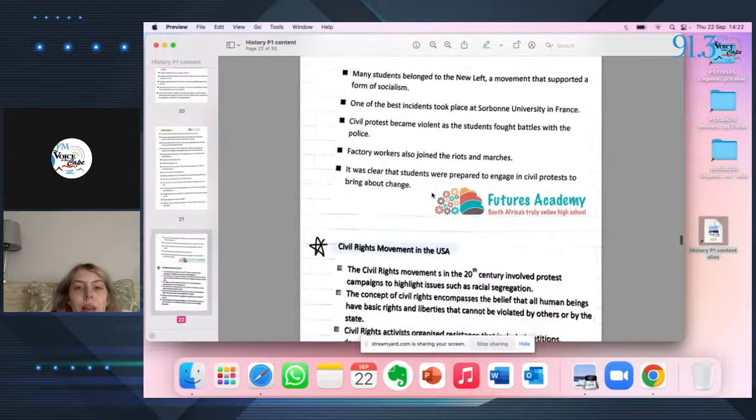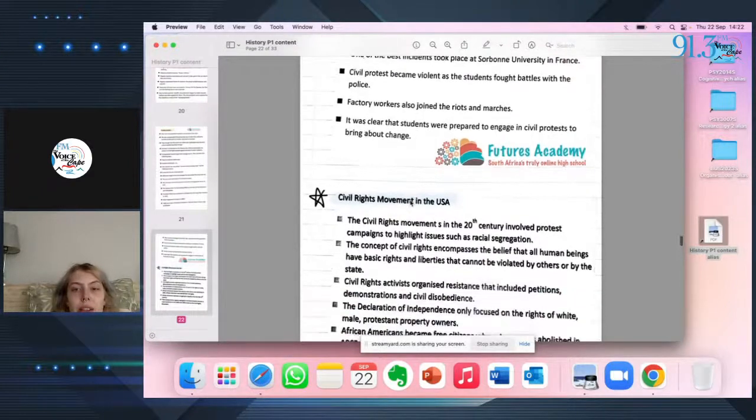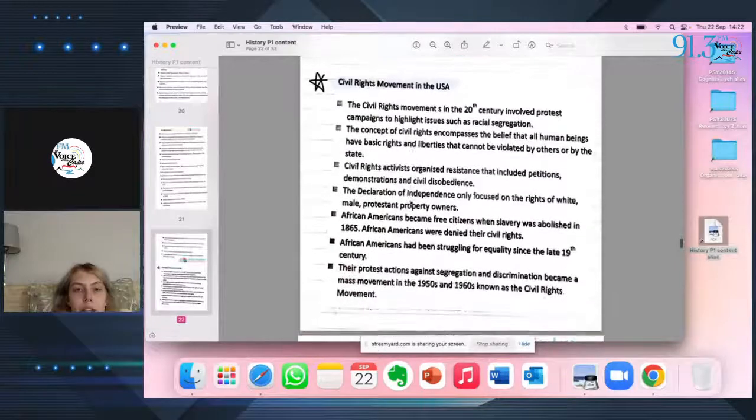And then they tell us that one of the best incidents took place at Sorbonne University in France. Civil protests became violent as students fought battles with police. Factory workers also joined the riots and marches, and it was clear that students were prepared to engage in civil protest to bring about change.